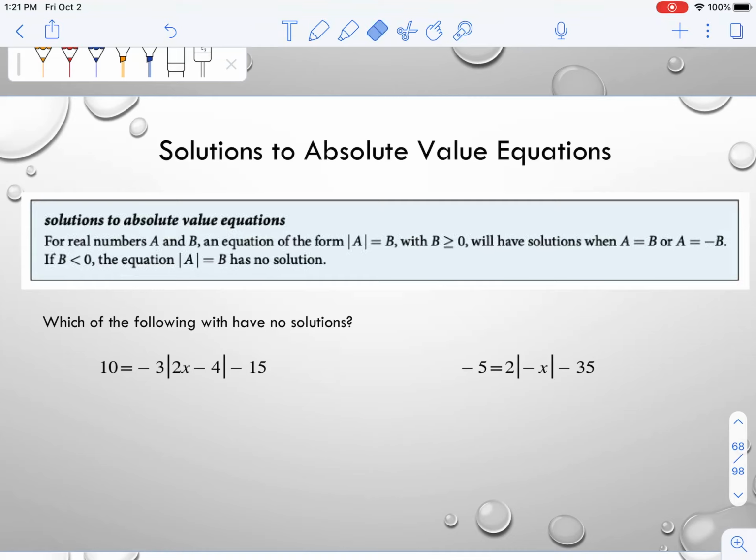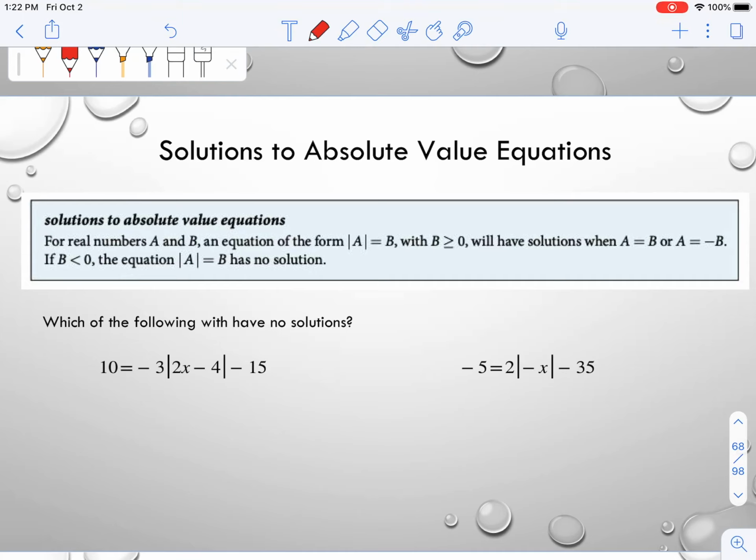So let me come back to the definition here. If I have real numbers a and b, then the absolute value of a equals b, with b being greater than or equal to 0, will have solutions a equals b and a equals negative b. If b is strictly less than 0, then we're going to have no solution for the equation absolute value of a equals b. All right, so which one of the following has no solution? I can't tell right now. It has to be isolated before I can make that determination.